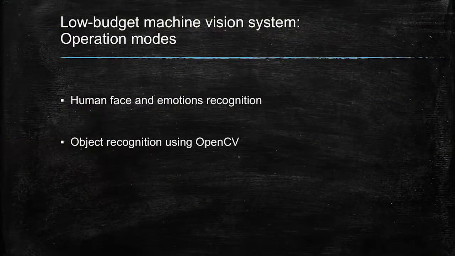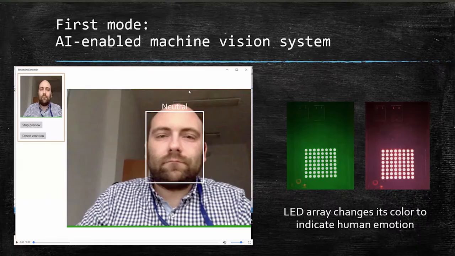And the second mode is where I developed custom image processing using OpenCV. In this mode, the app aims at recognizing simple geometrical shapes, which can be further extended to identify traffic signs. So how does the app work in the first mode?